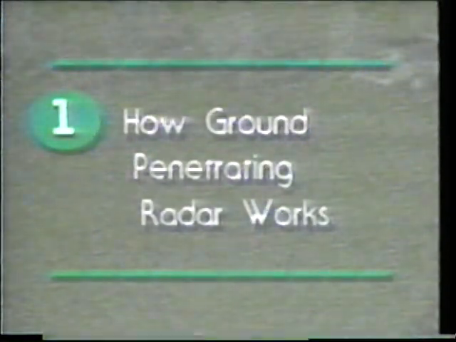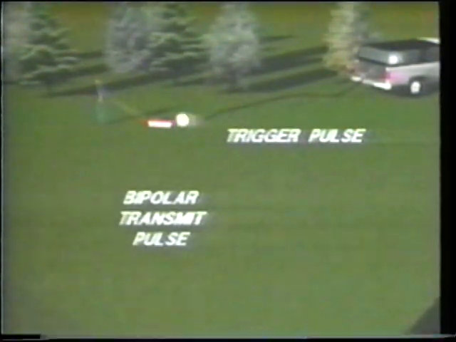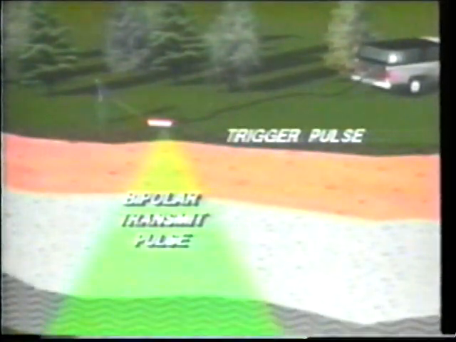The radar circuitry inside the ground unit generates a sequence of trigger pulses. These pulses are sent via the control cable to the antenna, where each trigger pulse is transformed into a bipolar transmit pulse. The transmit pulses are then directed into the subsurface by the antenna, which is pulled along the surface. The energy is radiated in a conical pattern, roughly 90 degrees front to back and 60 degrees side to side.